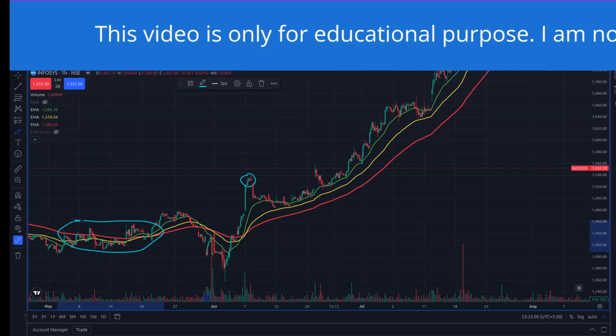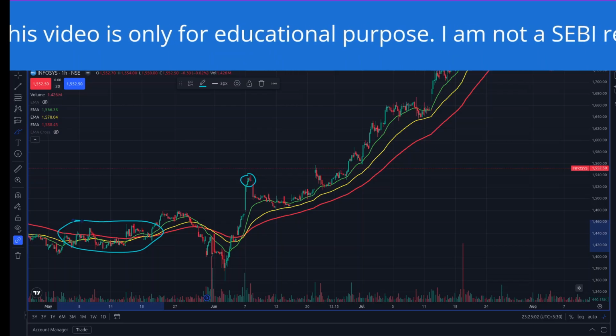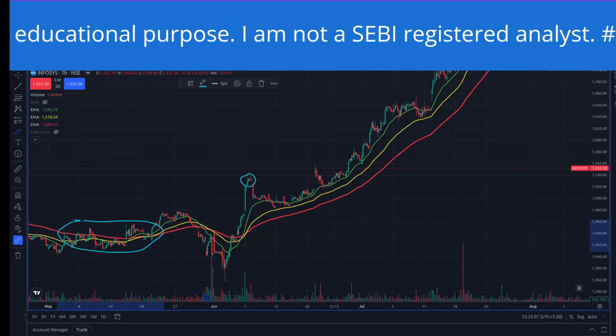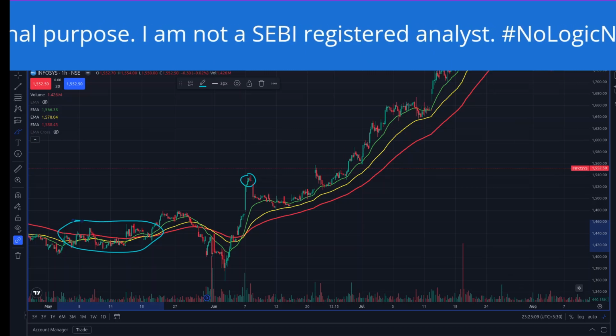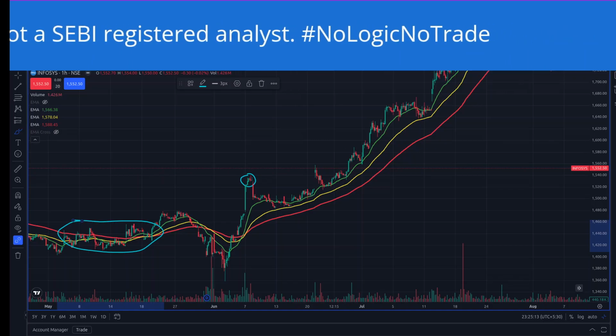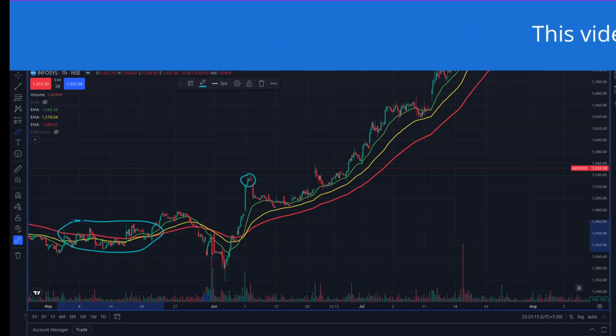Finally, friends, this EMA 20, 50, 100 setup can help you track short to long term trends. They can give you powerful entry and exit signals. And when you use these with other indicators, they may become even more effective. So with that, I'll conclude this video.